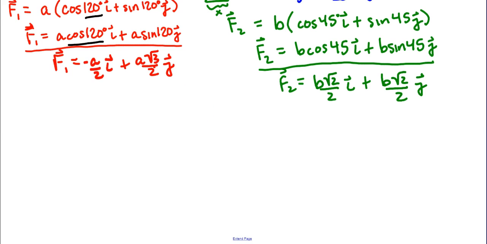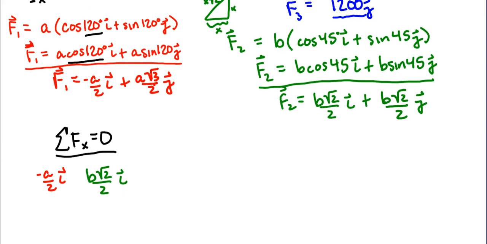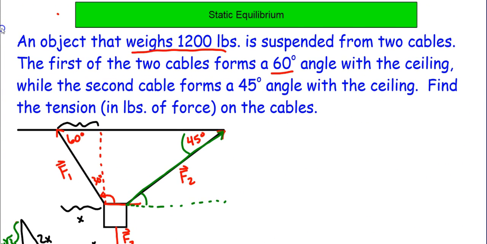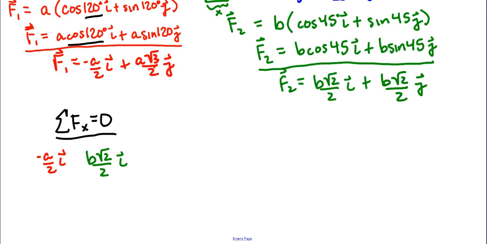So what we have, again, is the sum of the forces in the x equal to 0. And where are my forces in the x direction? Well, here's one, and here's another. So those are the forces in the x direction for my two tension cables. And for the object up here, the gravity pulling down on the object, there's no force in the x direction. So when we combine these, we know that the sum of these is going to be equal to 0, and go through and solve.